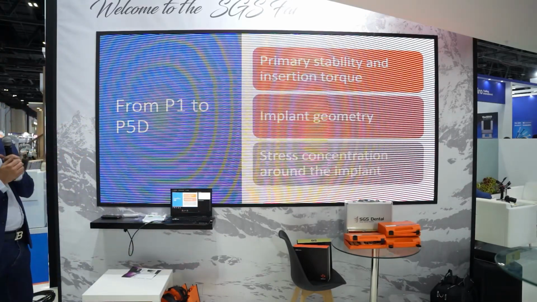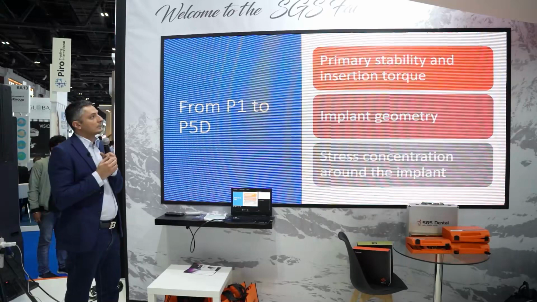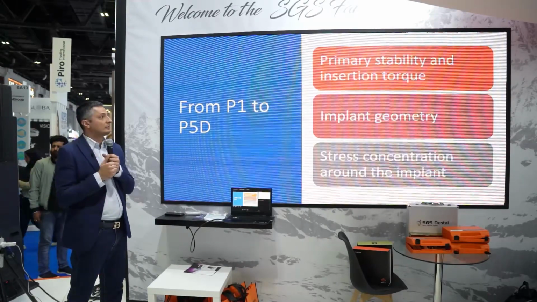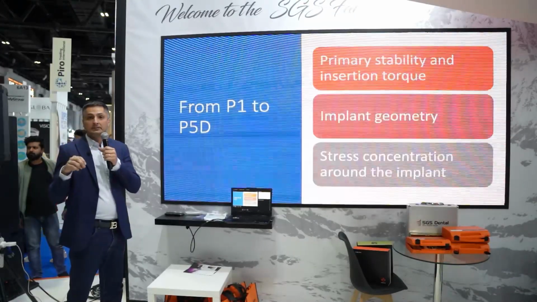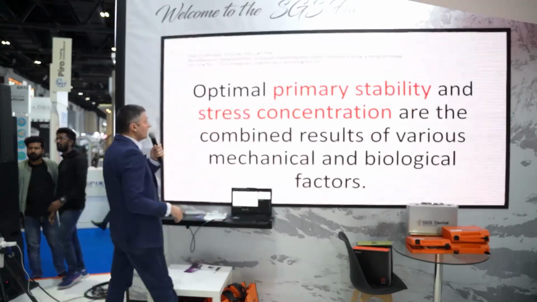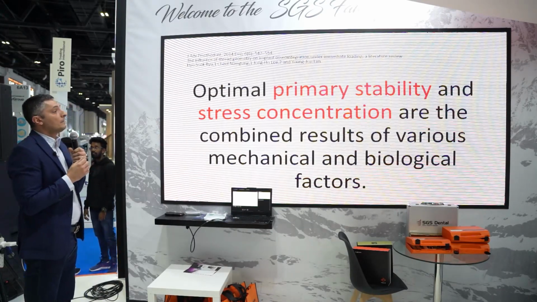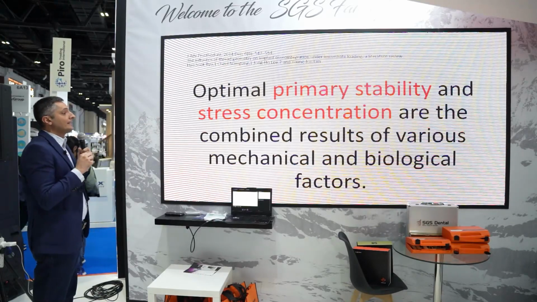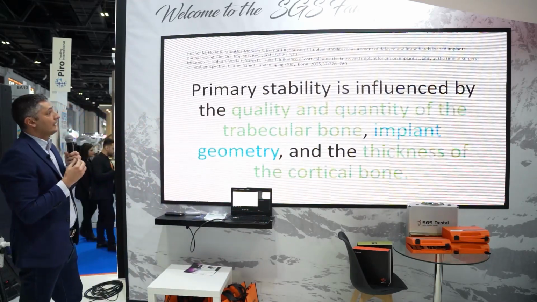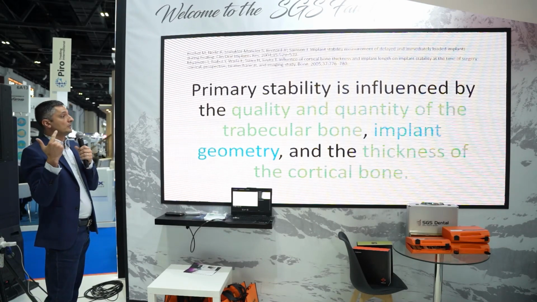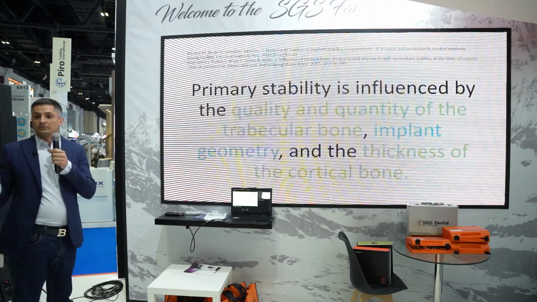First of all, when we choose our implant, or the system even, we look at some factors: the primary stability of the implant and the insertion torque, the implant geometry itself, and the stress concentration around the implant. Some articles say that optimal primary stability and stress concentration are the combined result of mechanical and biological factors. Also, we all know that primary stability is influenced by the quality and quantity of the trabecular bone, the implant geometry, and the thickness of the cortical bone.